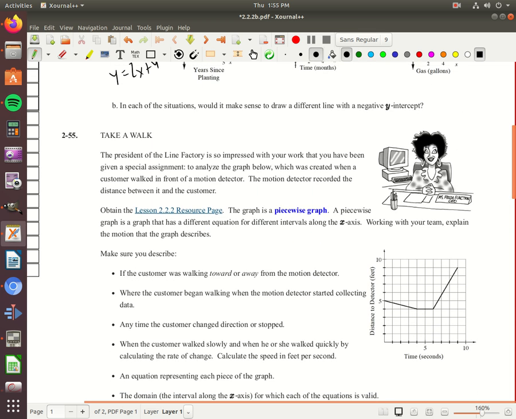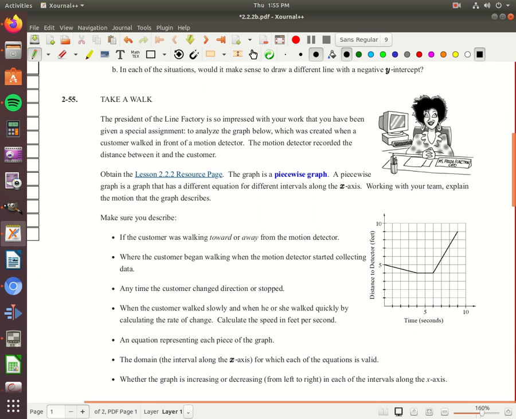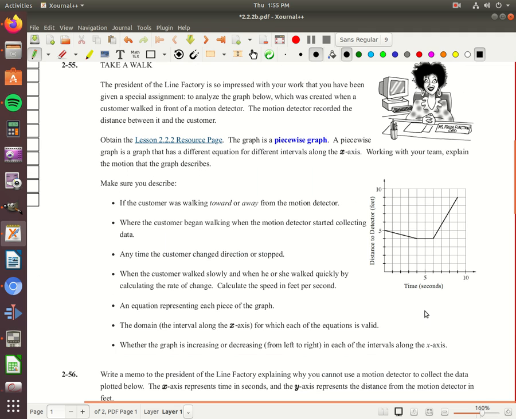All right, take a walk. The president of the Lion Factory is so impressed with your work that you have been given a special assignment to analyze the graph below, which was created when a customer walked in the front door of a motion detector.